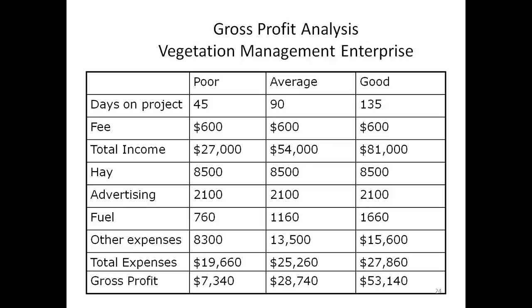You're good with Excel spreadsheets. You can set up a spreadsheet and just change some of the parameters. One of my issues, which is under my control but has more variability than a lot of the other aspects, is the number of days on project when I'm out with the goats. Poor performance for me would be 45 days, 90 days would be an average year, and a good year would be 135 days out on project. You can just look at how big an influence that has on my gross profit.